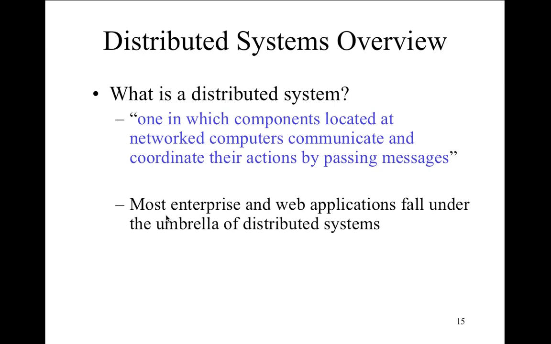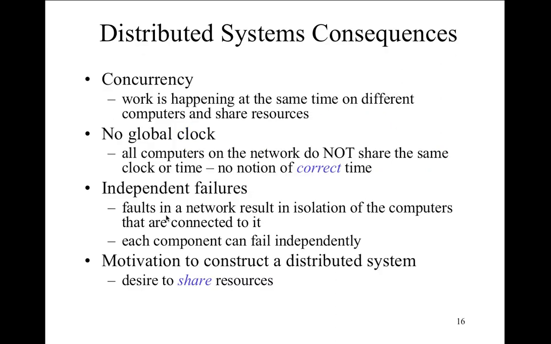So by definition, what is a distributed system? One in which components located at network computers communicate and coordinate their actions by passing messages back and forth. Most enterprise applications and web applications fall under the umbrella of a distributed system. And we're going to create a distributed system today when we look at the JDBC connection. So what does a distributed system provide in terms of the consequences, or the pros and the cons?